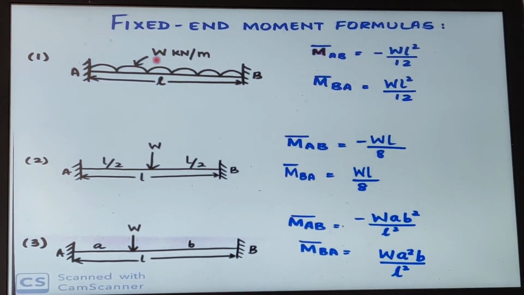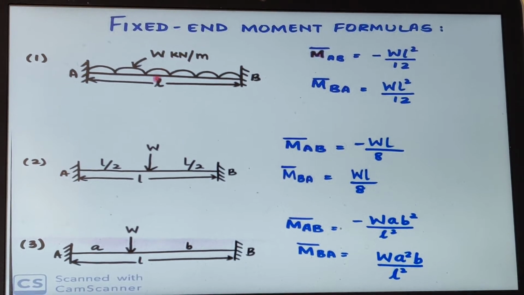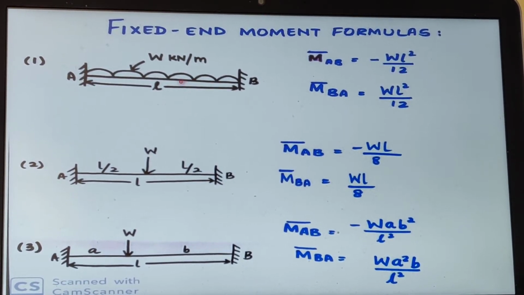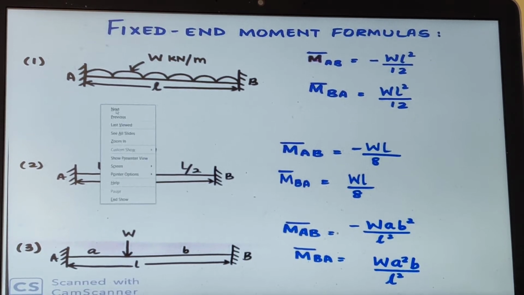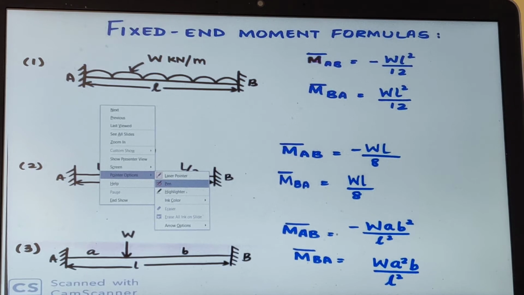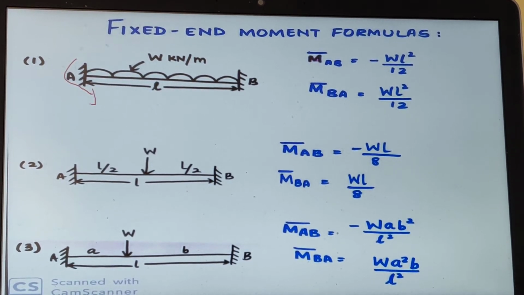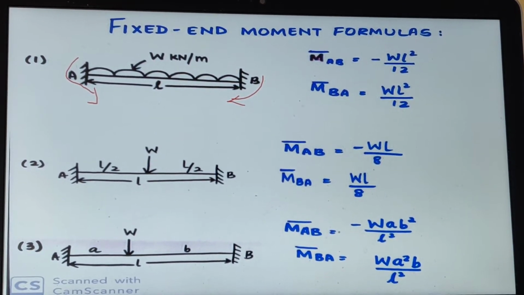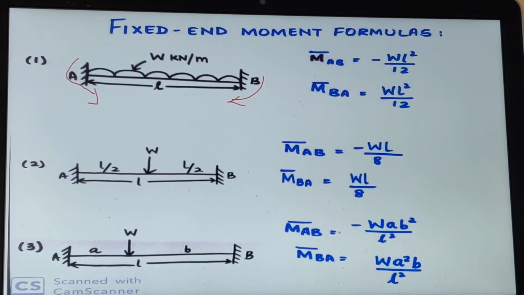So this is a UDL loaded. This is a UDL. The MAB will be minus WL squared by 12 because here it will be anti-clockwise. So it will be like this. It will be anti-clockwise, and here it will be clockwise, so you will take it positive. Similarly, in these two conditions, there is a concentrated load. You will have minus WL by 8 and WL by 8 and this formula.